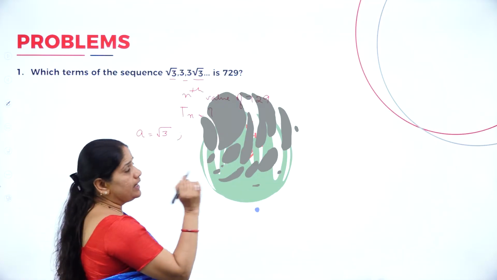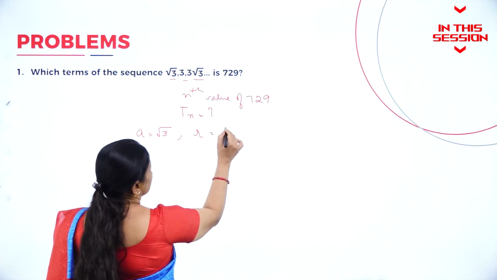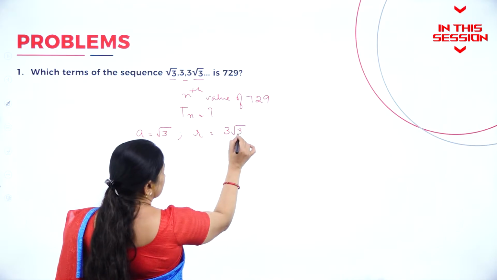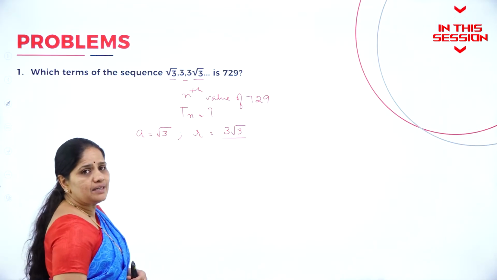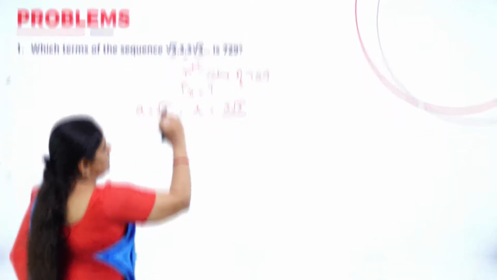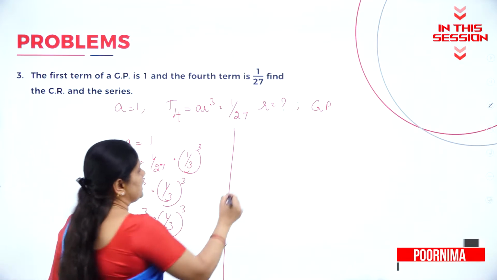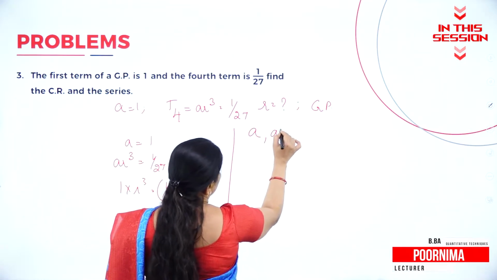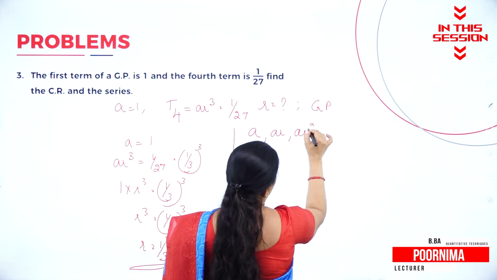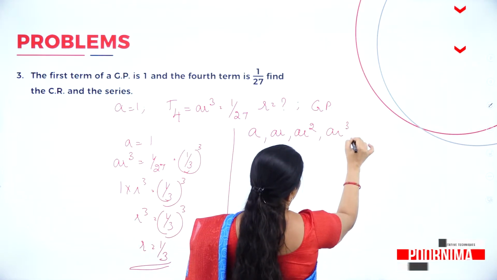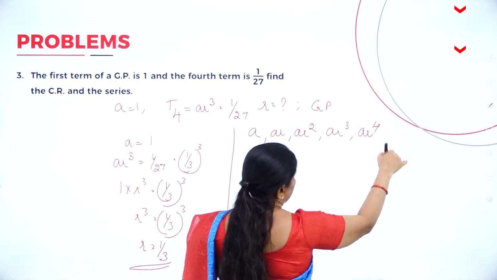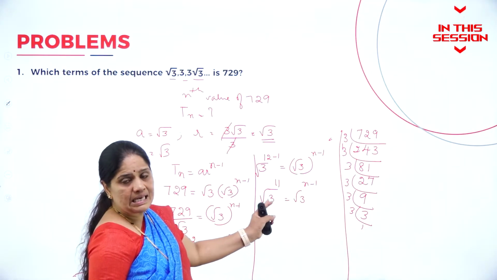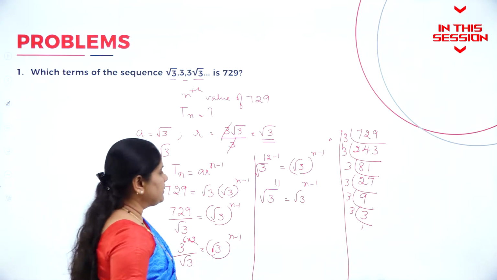We have to find R. So R will be equal to any number divided by the previous number. We know the standard form of the GP. What is the standard form? A, AR square, AR cube, AR to the power 4. When the bases are same, the powers can be added.